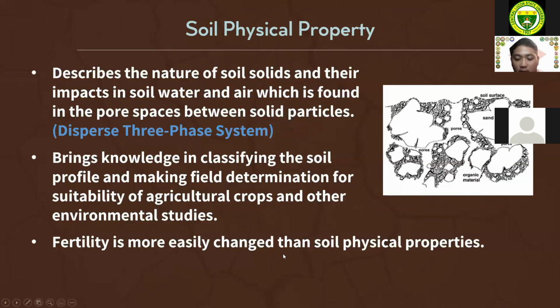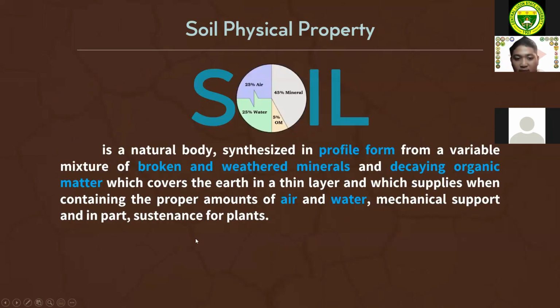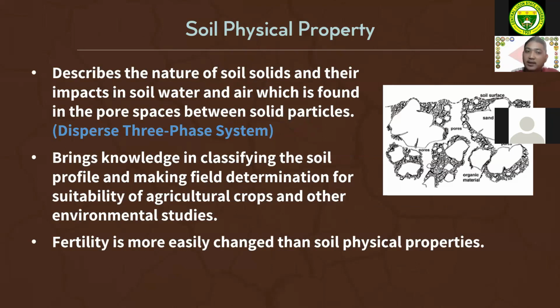And also, it provides sustenance for plants. So, it is very important na magtitake ng agriculturist. Dapat alam nyo yung lupa kung paano siya nakakapag-contribute sa growth and development ng halaman. Okay? So, what is soil physical property? So, soil physical property describes the nature of soil solids and their impacts in soil water and air, which is found in pore spaces between solid particles.